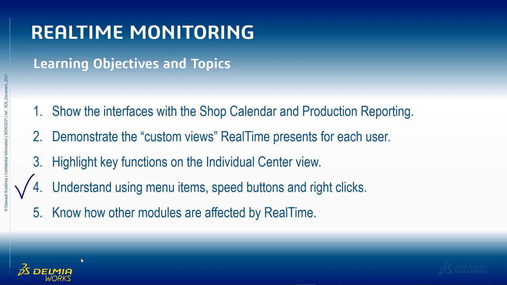Fourth, we'll understand using menu items, speed buttons, and right clicks in the real-time functionality. Again, those are the three main ways that we have in all modules of DELMIAWorks, and we'll discuss and view those three ways of using real-time in DELMIAWorks. And then lastly, we want you to know the other modules affected by real-time, and there's actually quite a few. We'll touch on those modules and how they are affected by real-time or how real-time is affected by other actions in those modules. Let's start our demonstration today on real-time functionality in DELMIAWorks.